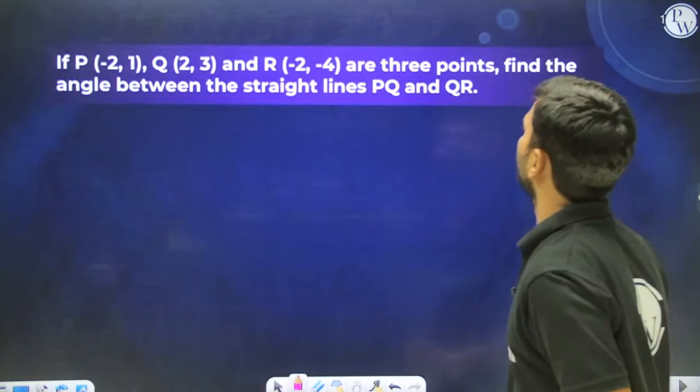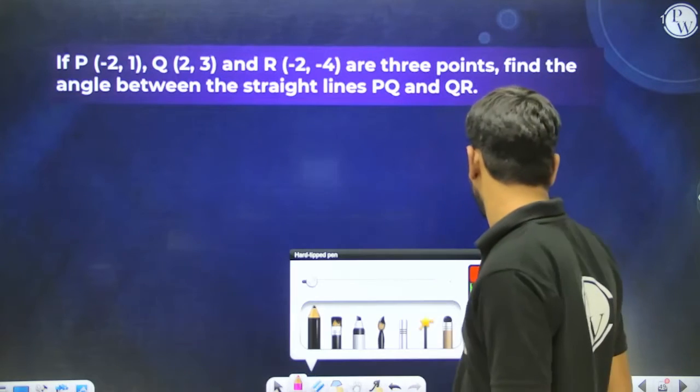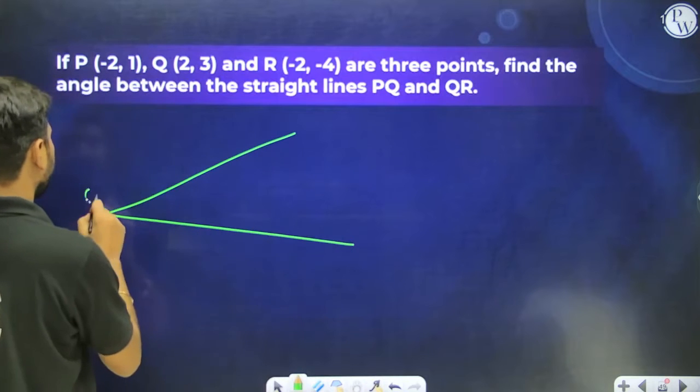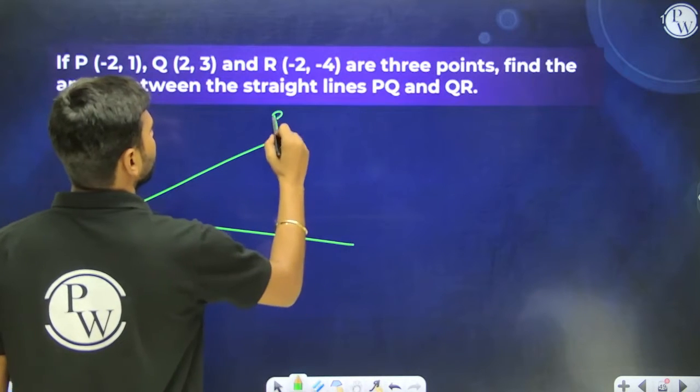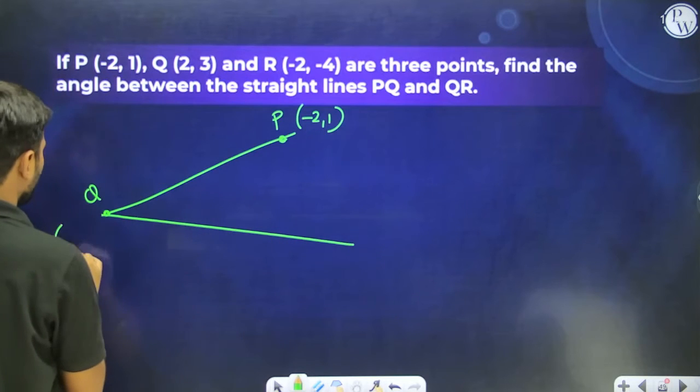If P, Q, R are three points given to me, then find the angle between the straight lines PQ and QR. So let's say this is our point Q. Somewhere over here is point P. The coordinates of P are (-2, 1). The coordinates of the point Q are (2, 3).